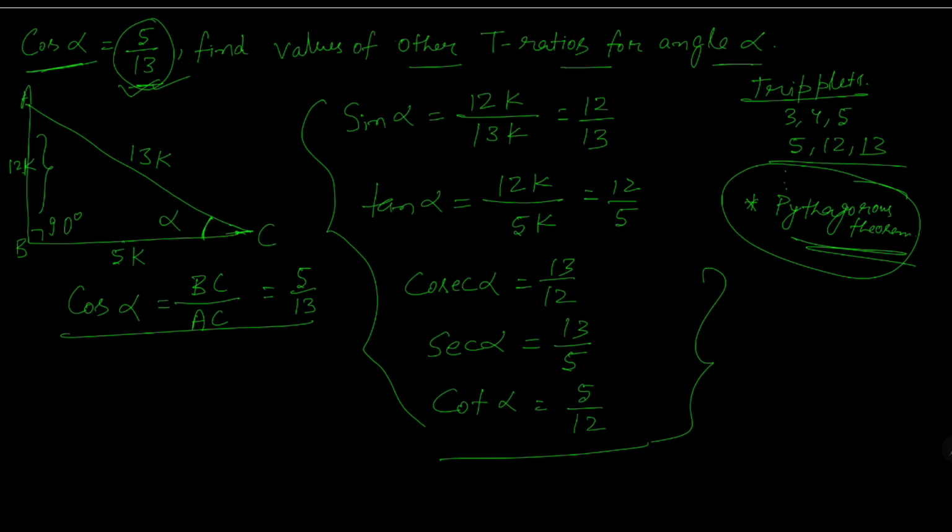Now let's look at the formulae which relate the trigonometric ratios. Say for example, the first one, I'll start with again the right angle triangle. Suppose this angle is theta, right? This is ABC. What is sine of theta? Sine of theta is very clearly, you can see, it is AB upon AC.